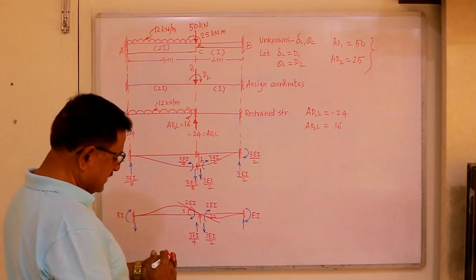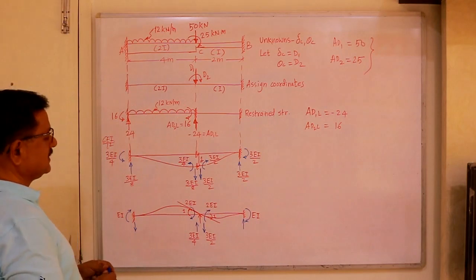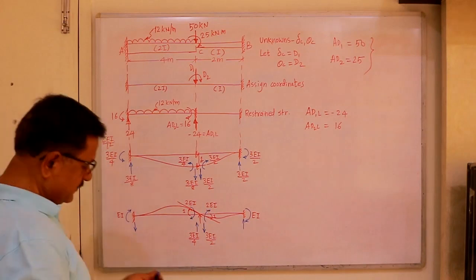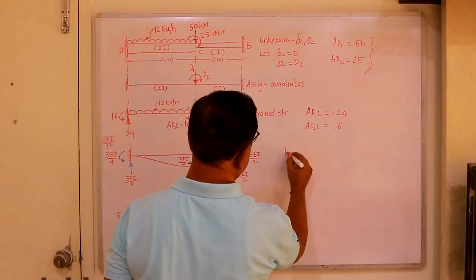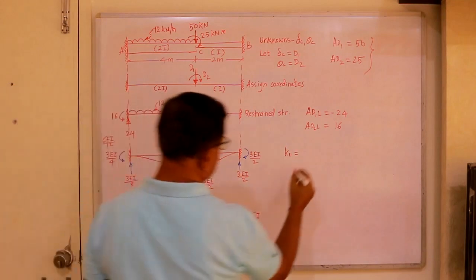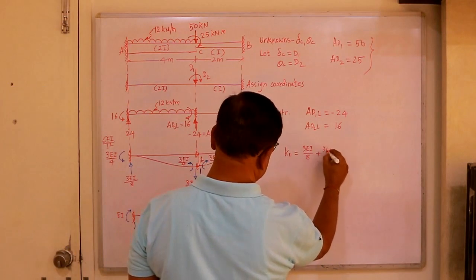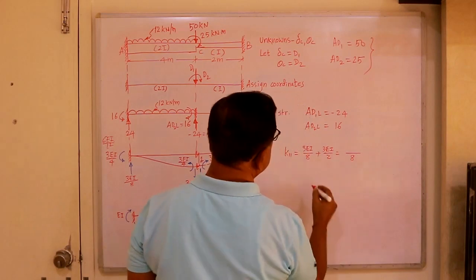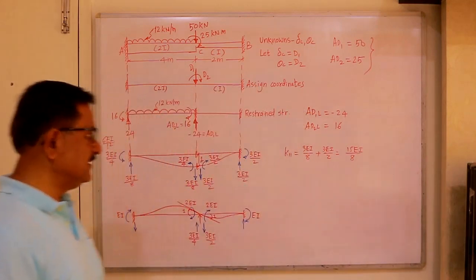Now what is K11 and K21? In the direction of 1, because both are downward, you write directly here, or you can take separately. If you want to write separately, then K11 is equal to this plus this, both are downward. This is 3EI upon 8 plus 3EI upon 2, and this gives us 15EI upon 8.